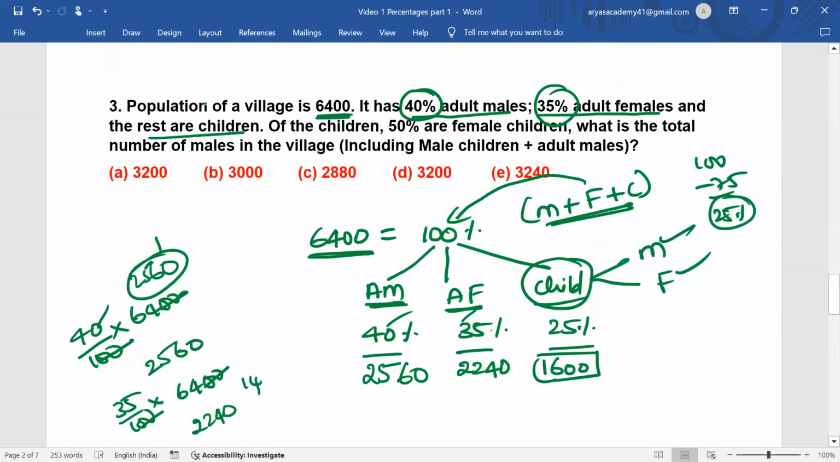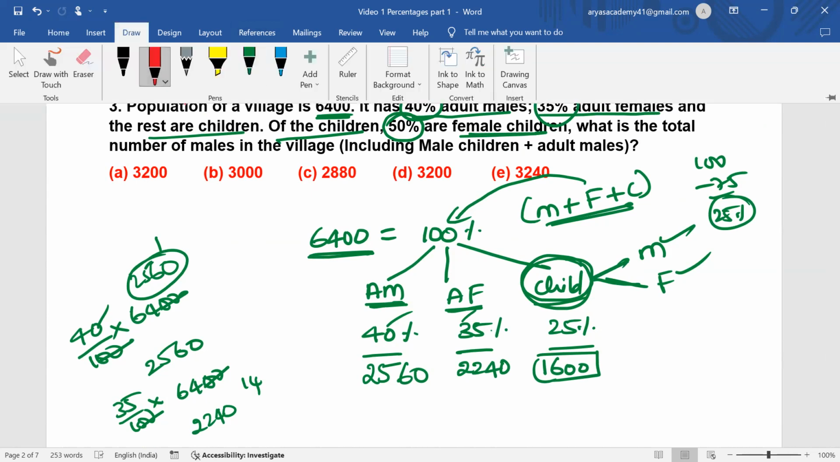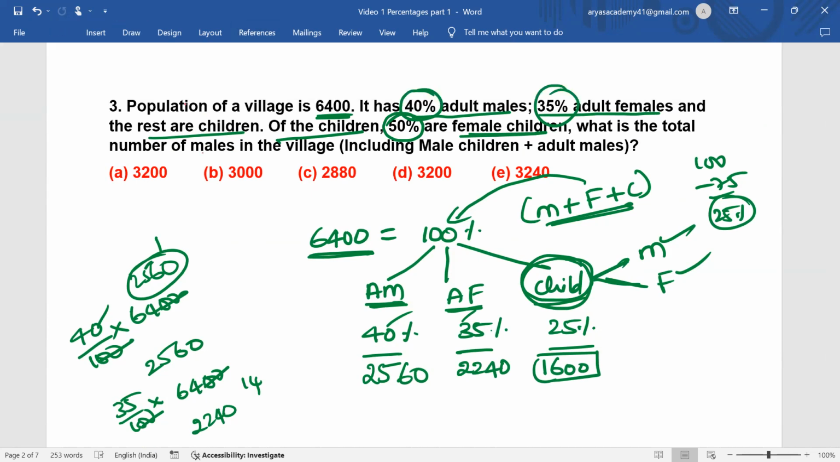Now, if you read the question further, of the children, 50% are female children. Means of the children. I already said that very clearly. This children group contains both male and female. Now it has been revealed that of the total number of children, that is 25%, 50% are male, which implies that 50% are female, right? 50% are female, 50% are male.